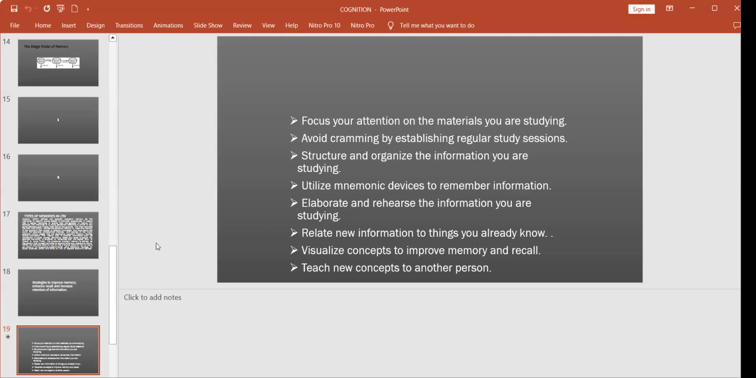Structure and organize the information you're studying. So when you have to show the big picture, take one by one, and then they will actually structure and organize their own learning as well. So you have to train them in that. Utilize mnemonic devices to remember information.